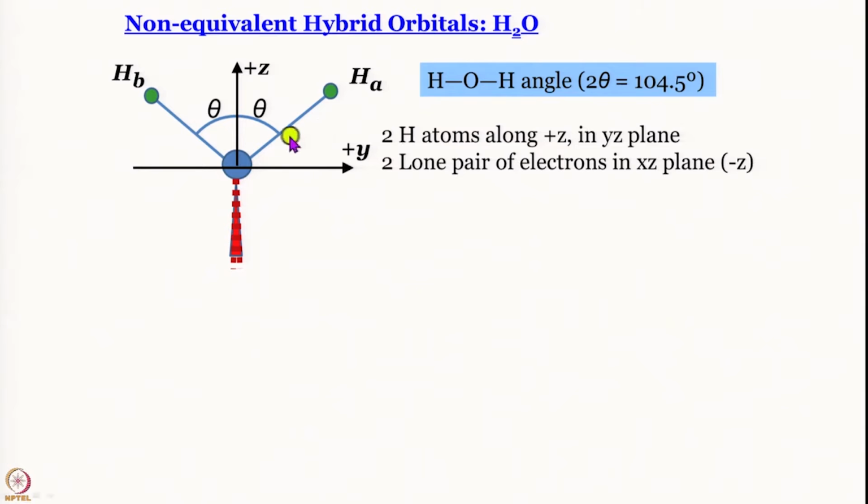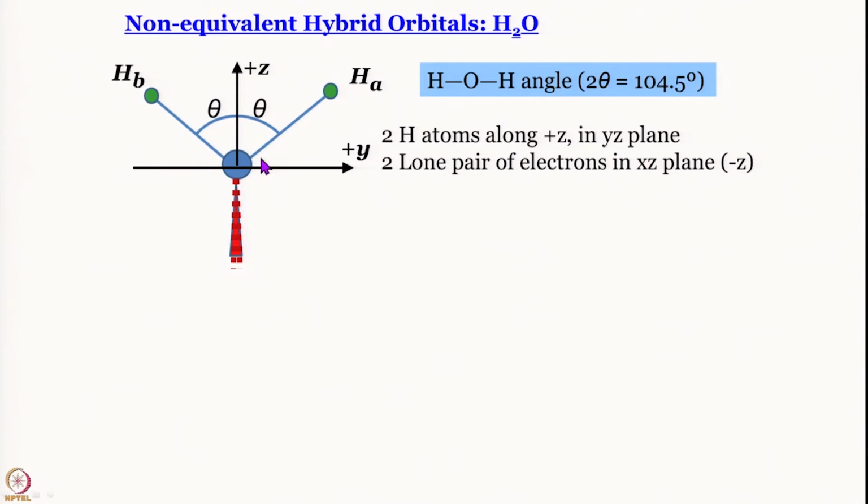Again, as we can hold the molecule in whatever way we want, in order to make our life simpler, we hold it like this. We hold the molecule in the YZ plane, and we hold it in such a way that this HOH bond angle is exactly bisected by the Z axis. So, I have written this theta and theta, which means bisection. So, 2 theta is 104.5 degrees, theta would be 52.25 degrees. Where are the lone pairs? Lone pairs are in the ZX plane.